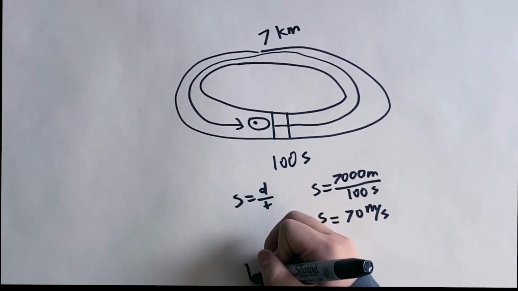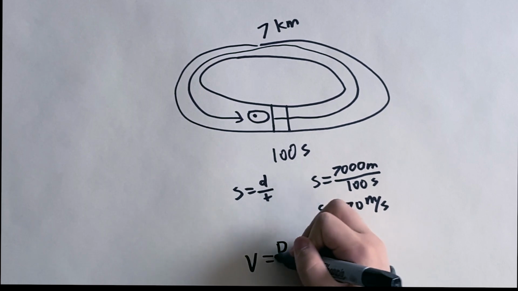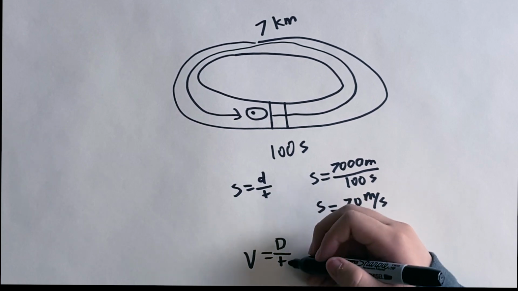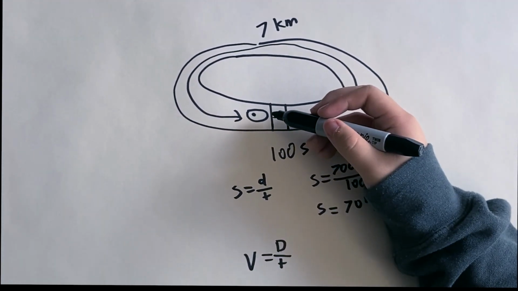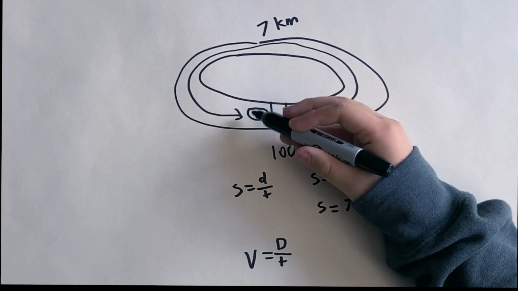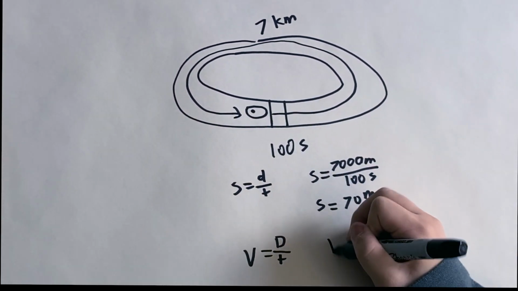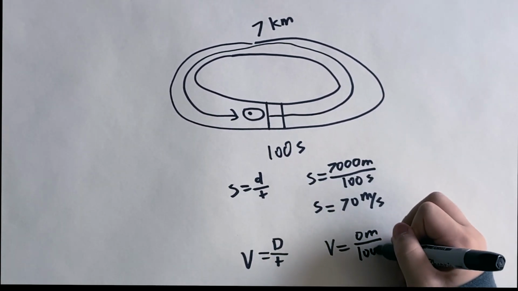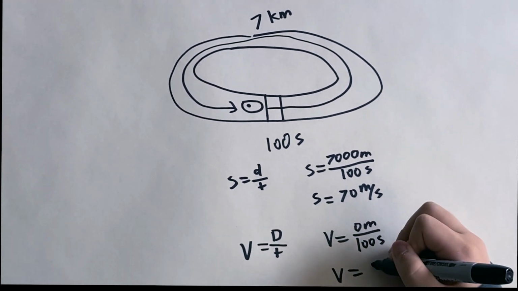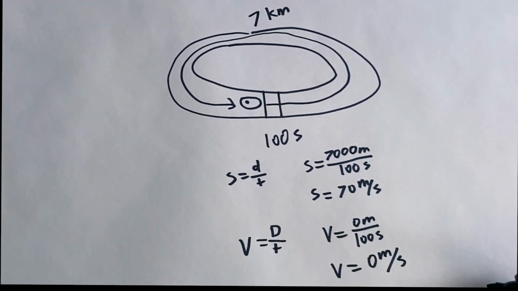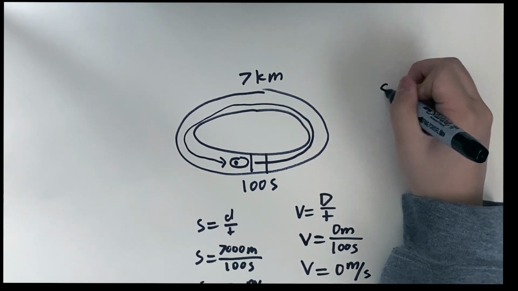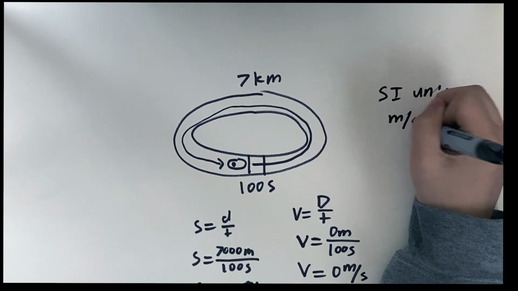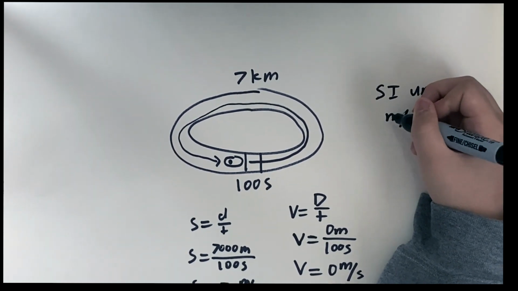Now let's look for the velocity. Velocity is equal to displacement over time, which is in capital D. So we need to look for displacement and time. His displacement is 0 because he ended up where he started, so he didn't really travel anywhere. So velocity is equal to 0 meters, and the time is again 100 seconds. So his velocity was 0 meters per second. The SI unit for speed and velocity is meters per second, since meters is for measuring length and second is for time.